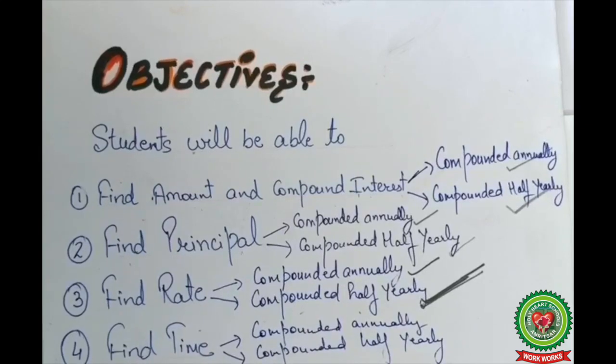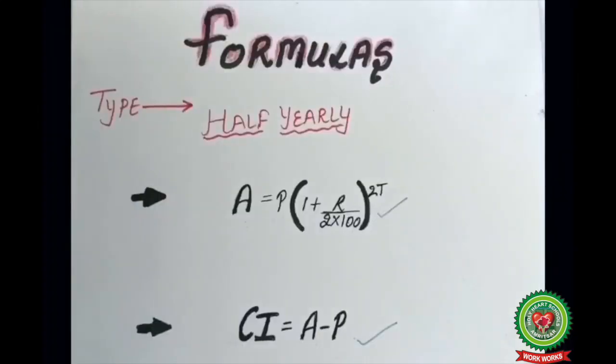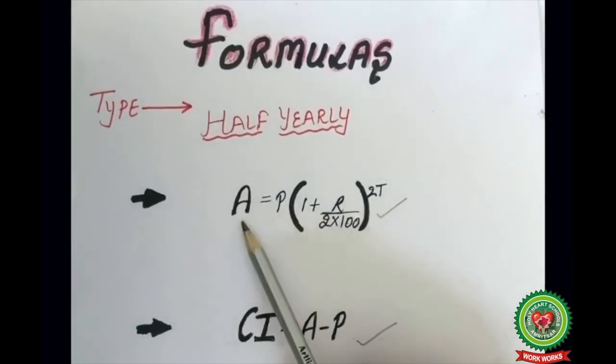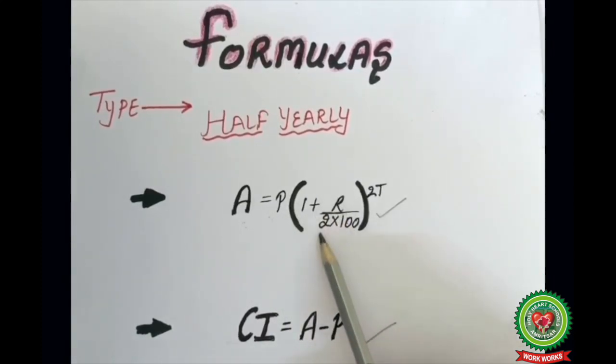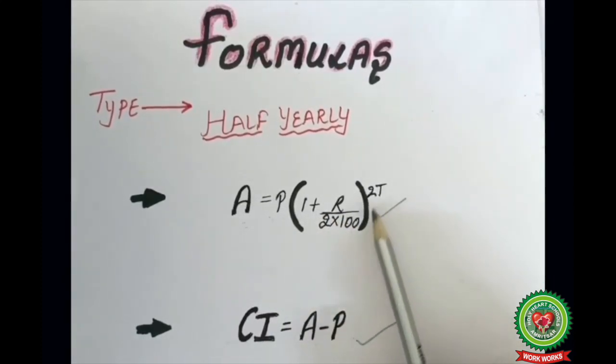is compounded half yearly. The formulas for amount and compound interest in case of half yearly are: amount is equal to P bracket 1 plus R upon 2 into 100 raised to power 2t, and CI, that is the compound interest, is equal to A minus P, where A is the amount and P is the principal.